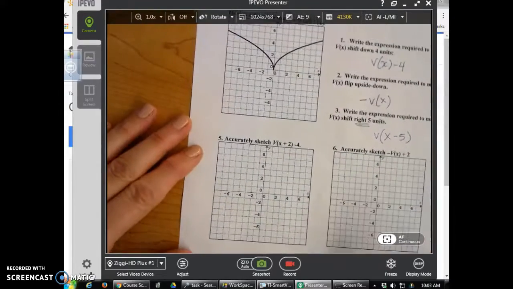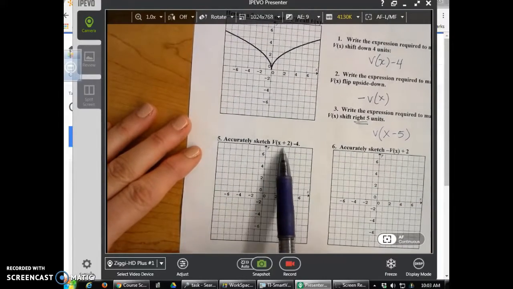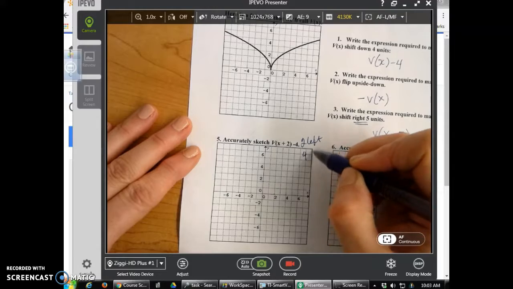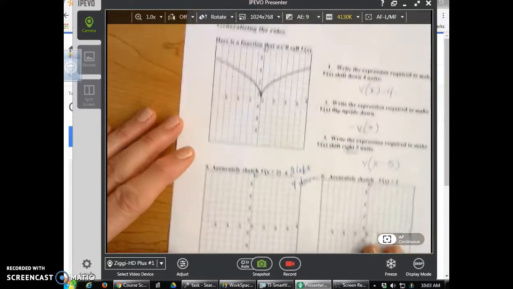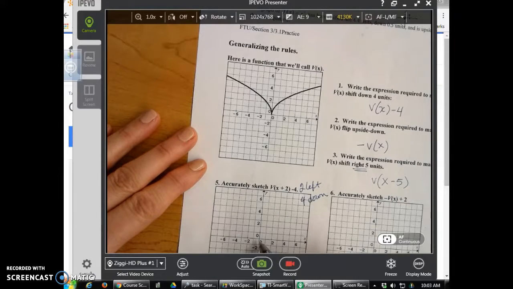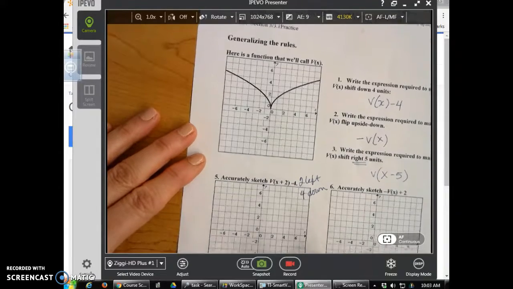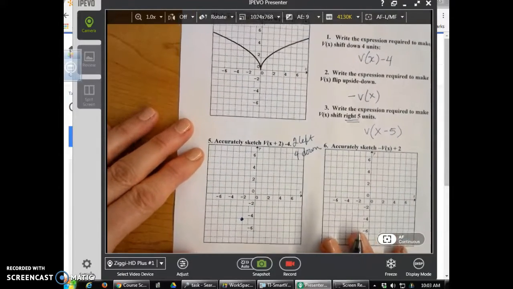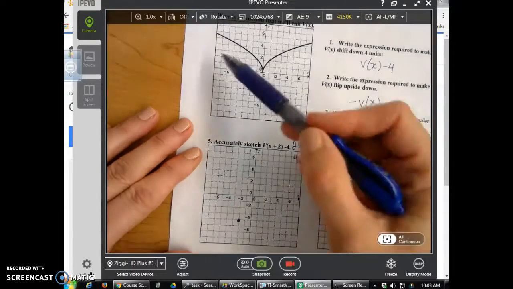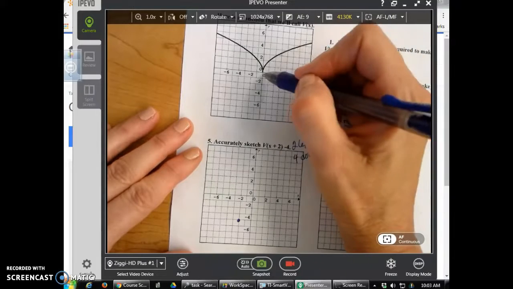Okay, so let me show you how to do this next one. This is going to translate 2 to the left and 4 down. So I'm going to essentially start by translating, and I'm going to move 2 to the left and 4 down. So my translation point is -2, -4. Then what I'm going to do, because there is no stretching, I'm going to go up here and I'm going to apply the moves that I see here.